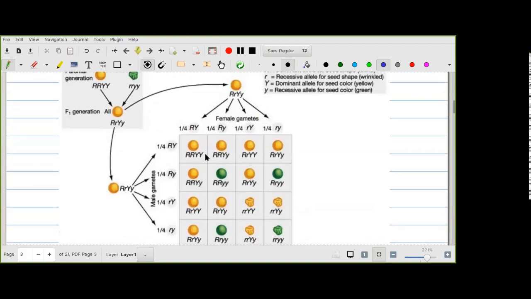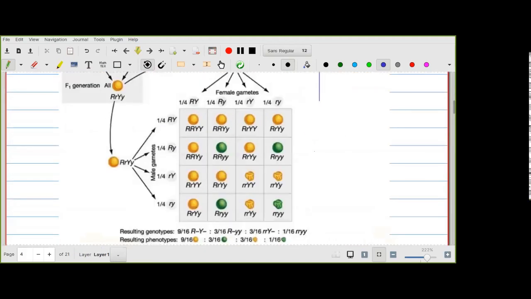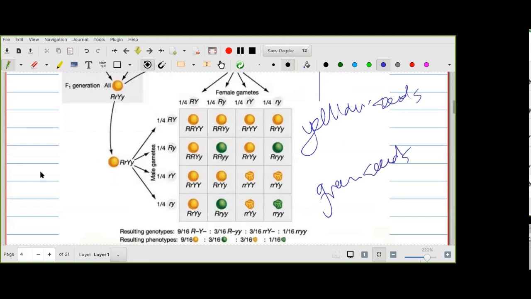I'm looking at yellow seeds, and I'm looking at green seeds. So that is the one feature I'm looking at. I'm also looking at smooth seeds, and I'm looking at wrinkled seeds. So it's two distinctive features I'm looking at. And that's when we get a dihybrid cross.